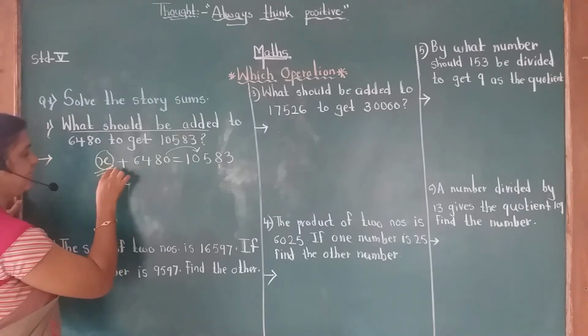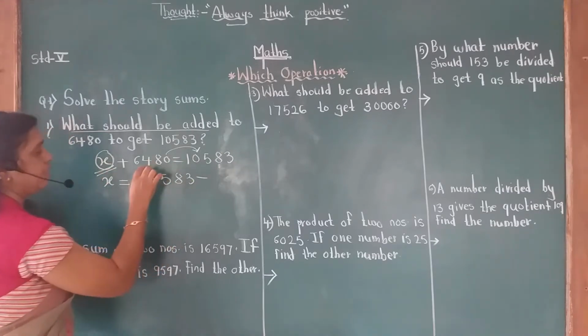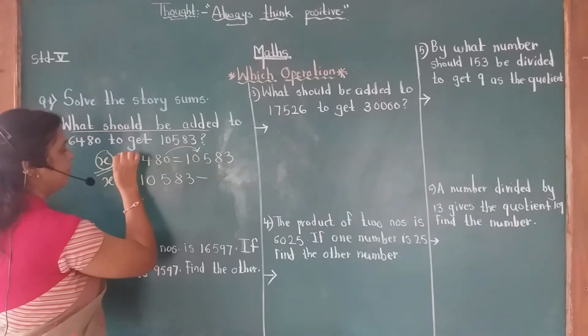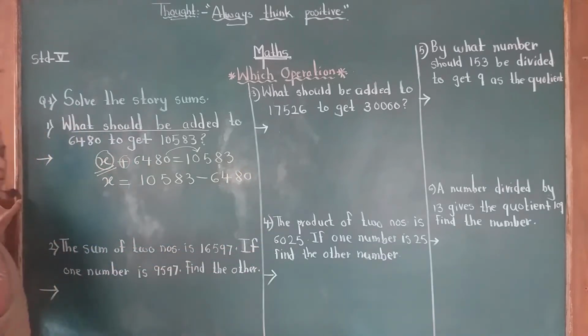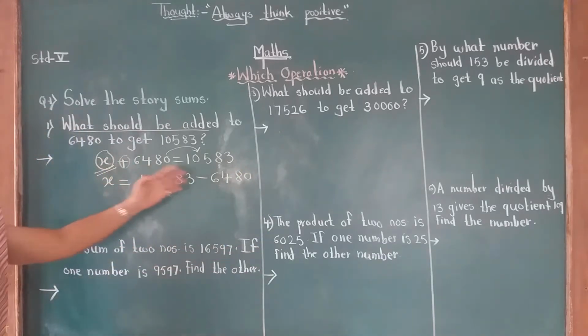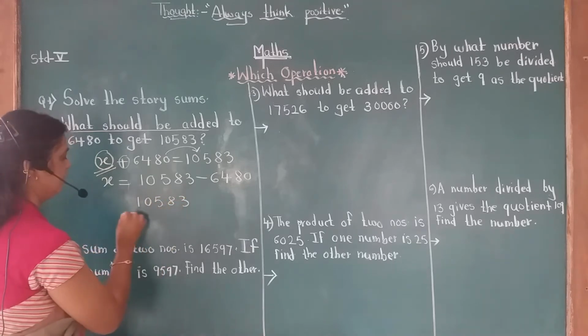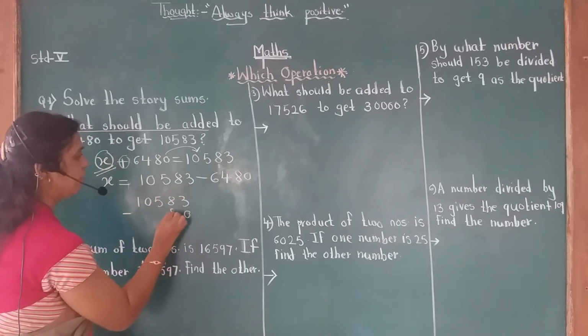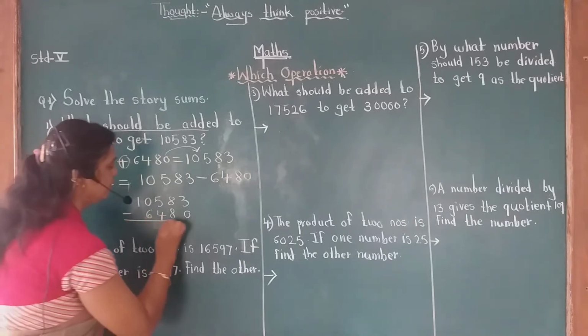While shifting this number to this side, its sign will be changed. So x is equal to, this number is shifted means its sign will be changed. So it will be like this. So what you have to do? Only subtraction. You know that how to do the subtraction. So minus, arrange properly the numbers according to their place value and do subtraction.